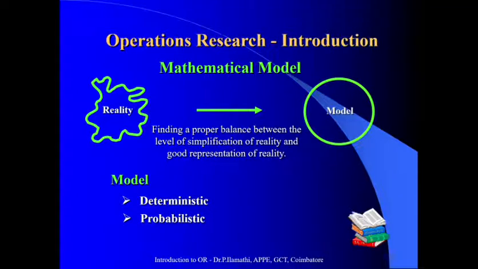And the model can be a deterministic model or a probabilistic model. Deterministic means you know the exact value of each and every parameter, for example, if you know the demand of a particular product, like 1,000 items per year, that is called deterministic. If you know only the probability of the demand, that is, it may be from 10,000 to 50,000, that is called a probabilistic model. So the mathematical model may be a deterministic one or a probabilistic one.